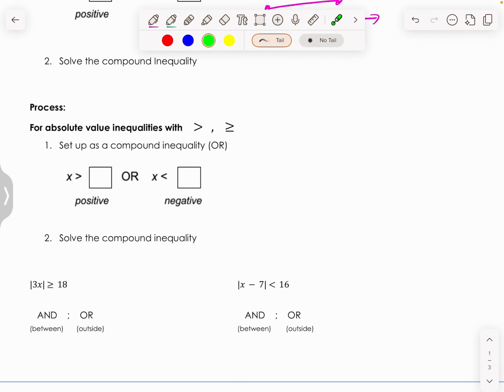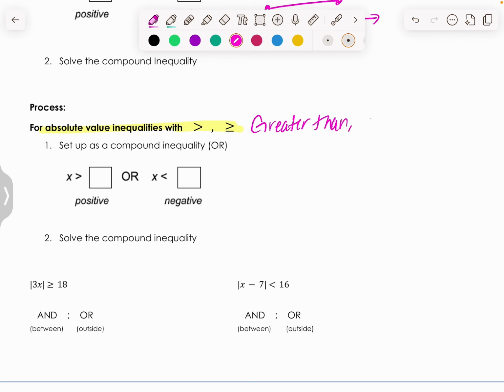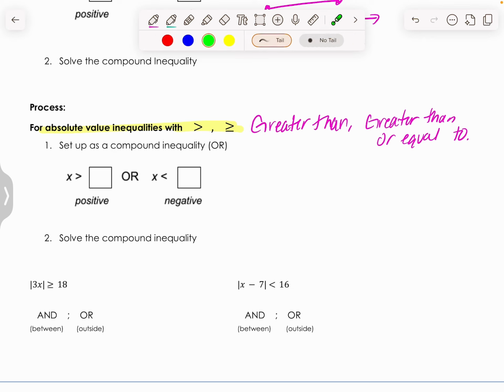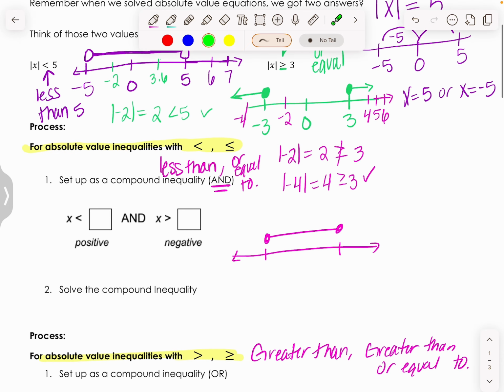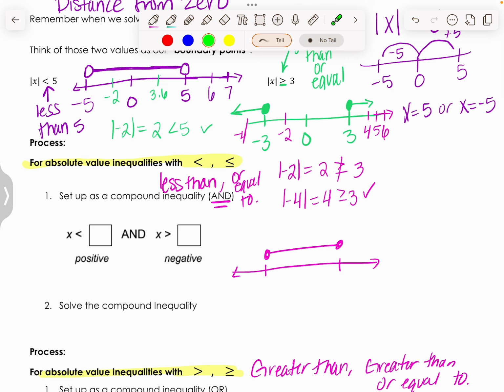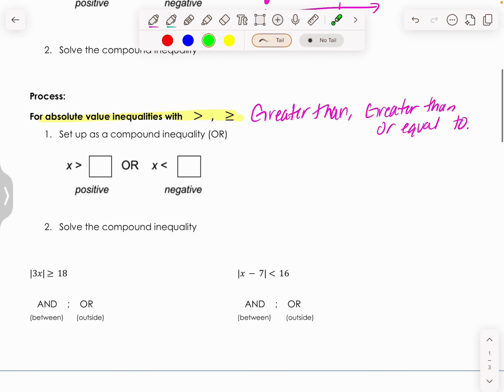Then if we start with greater than or equal to, that's our or situation, because we want the numbers to be 3 and bigger, or -3 and smaller, so that the absolute value is always further away from 0 than 3, if that makes sense. It's kind of hard to explain. I hope you're following me.